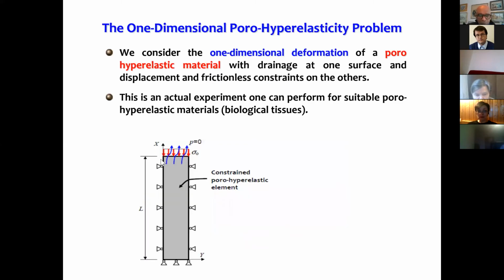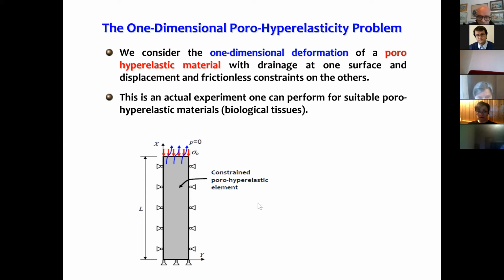So first of all, I have a medium, which is a column of the material, which is constrained in the two directions there. It's supported on the base. Stress is applied to the upper surface there, and you allow the fluid to escape. So you maintain the fluid pressure at the outer boundary to be 0 at all times. So this is the classical one-dimensional problem.